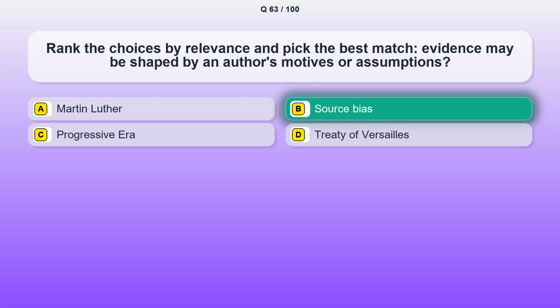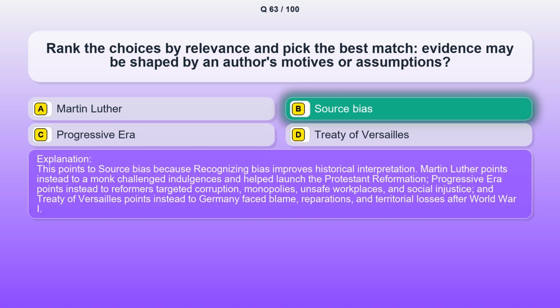The correct answer is option B. Source bias. This points to source bias because recognizing bias improves historical interpretation. Martin Luther points instead to a monk challenged indulgences and helped launch the Protestant Reformation. Progressive era points instead to reformers targeted corruption, monopolies, unsafe workplaces, and social injustice. And Treaty of Versailles points instead to Germany faced blame, reparations, and territorial losses after World War I.